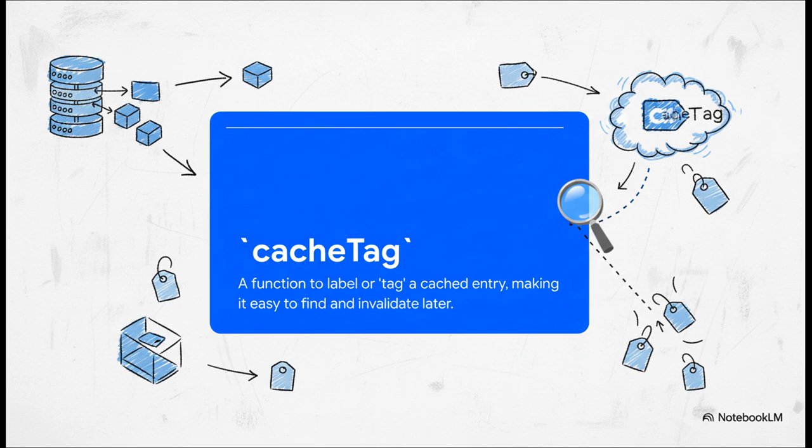Think of cacheTag as putting a digital sticky note on your cache data. You might fetch a list of blog posts and tag it with posts. Or maybe you fetch a user's shopping cart and tag it with cart. This gives you an incredibly powerful and granular way to group related cached items so you can manage them all at once.